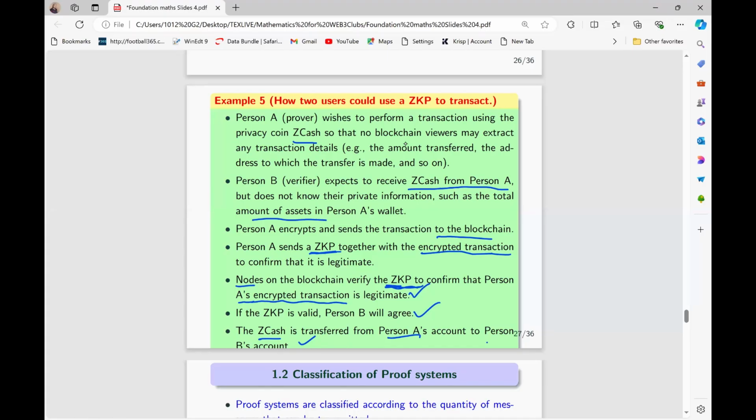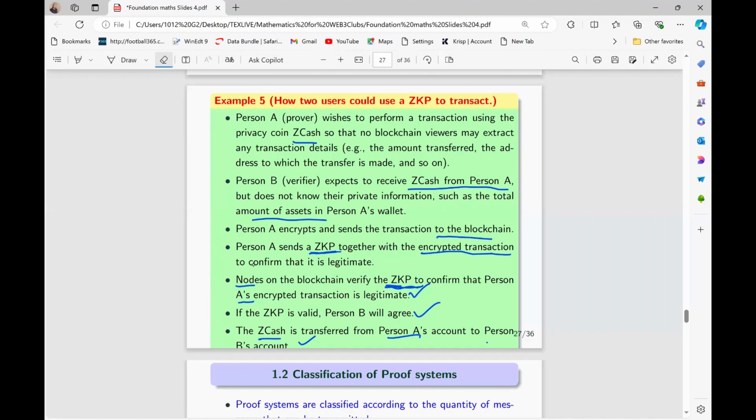So it's a zero knowledge proof that has assisted person A to achieve this. Although he's doing this, his information is not made public to the people he's transacting with, and it's also not made public to the other viewers on the blockchain. So you can see how important this zero knowledge proof is.